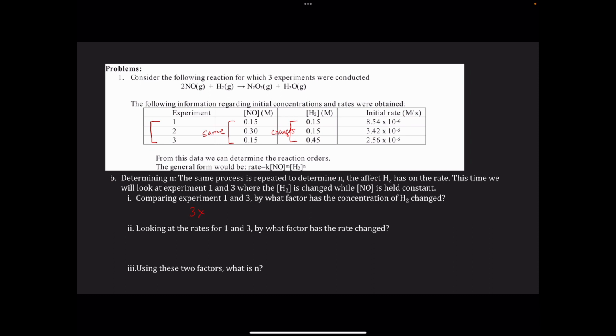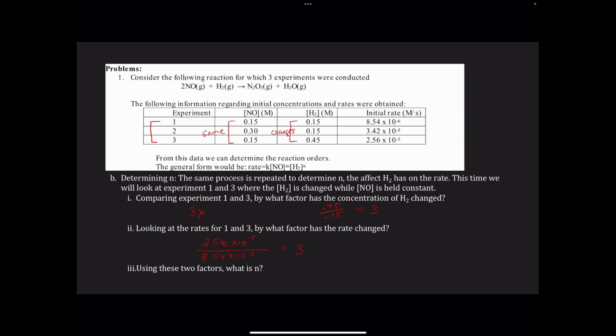Again, if we don't see that, we're just going to divide. We do 0.45 divided by 0.15, which would be 3. So we have tripled our concentration. So looking at our rates, we want to know how our rate changed. So we're taking experiment 3, dividing it by experiment 1, and we're going to end up getting a factor of 3.